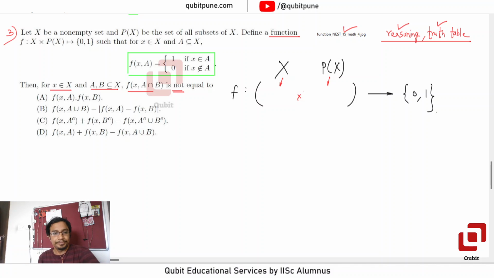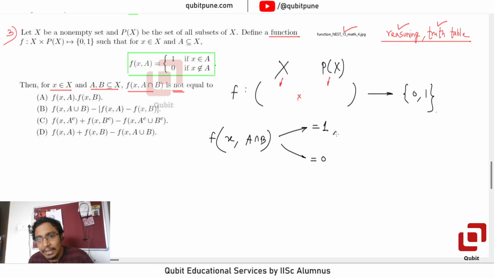Now look, we want to find out the value of the function f of X comma A intersection B. Now please tell me, when will it be equal to 1? This will be equal to 1 when X belongs to A and X belongs to B. It should be in both, it is an intersection. Raise your hands if you get that.